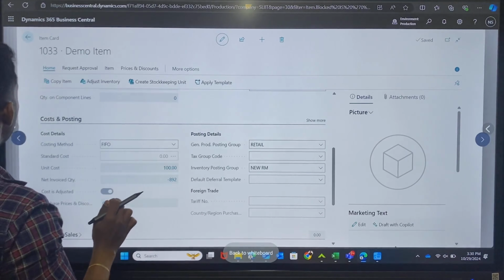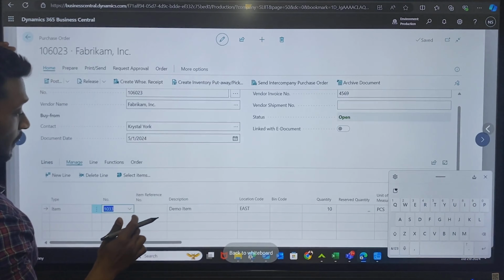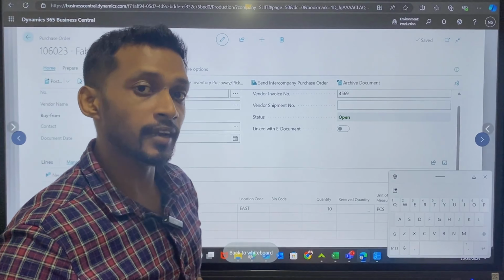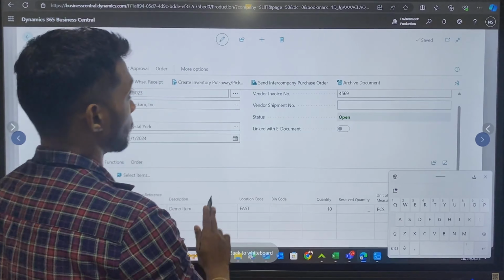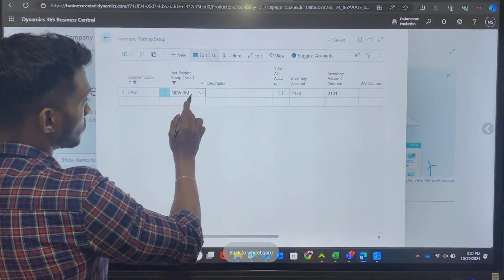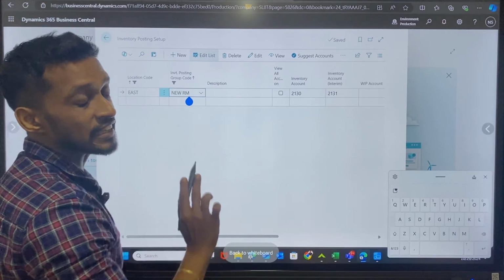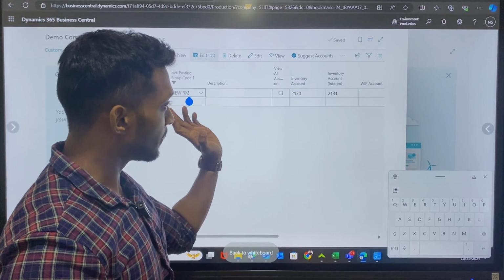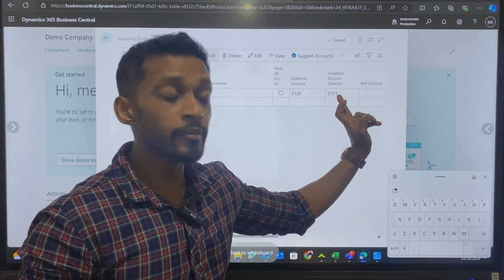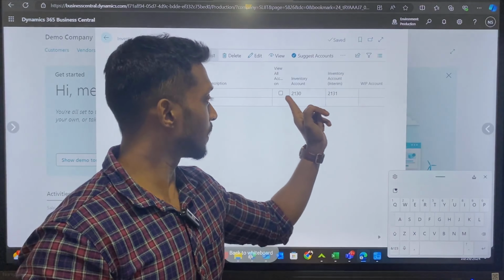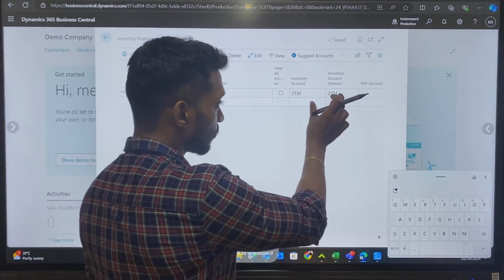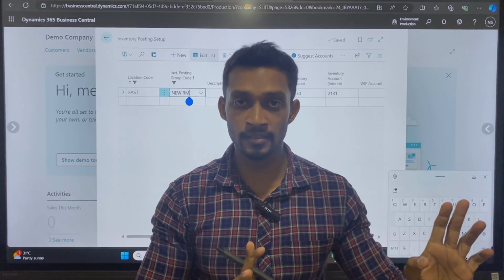I have filtered this inventory posting group to the new RM account, as well as location East. The reason is that my purchase order was created for the East location, and the inventory posting group of this item is new RM. So the inventory posting group code is new RM and the location code is East. Based on this combination, I have set up my inventory account. The inventory interim account is 2131, as well as the inventory account is 2130. The reason for setting up 2 accounts is for understanding purposes.